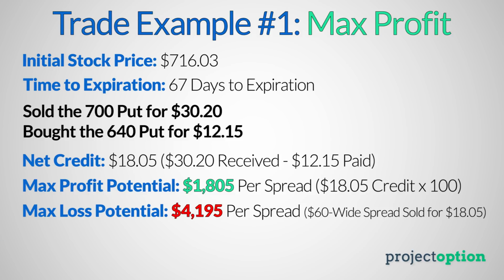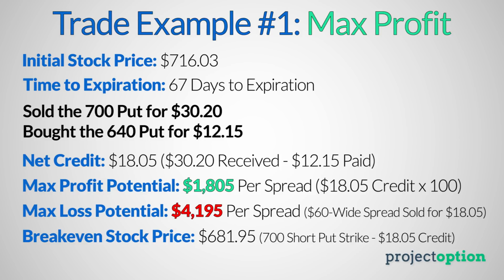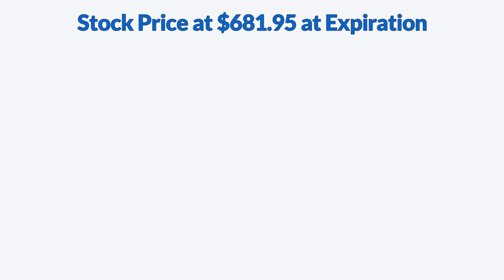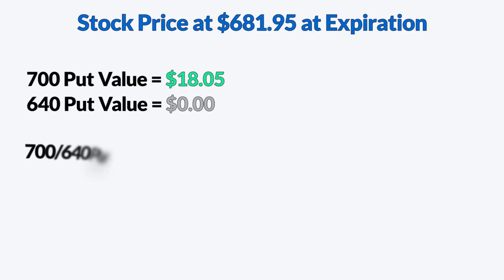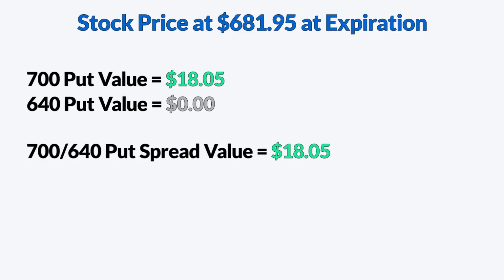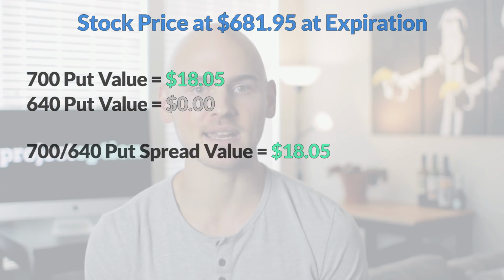The break-even price in this example is $681.95, and that's because the short put strike price is $700 and the net credit received is $18.05. If I take $700 minus $18.05, I get a break-even price of $681.95. If the stock price is right at $681.95 at expiration, the 700 put will have $18.05 of intrinsic value, and the 640 put will expire worthless, and therefore the 700-640 put spread will have an expiration value of $18.05 if the stock price is exactly at $681.95.